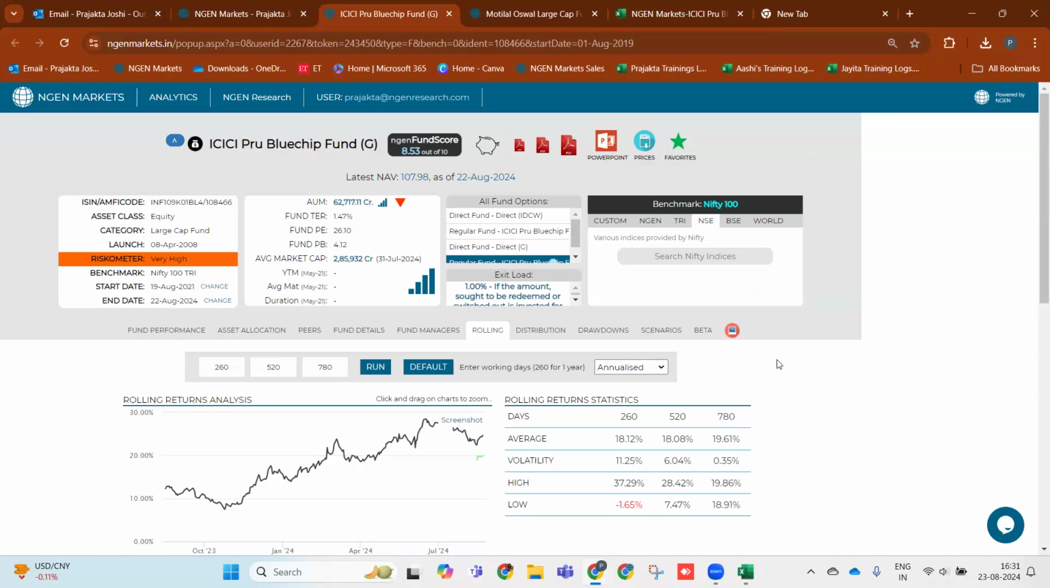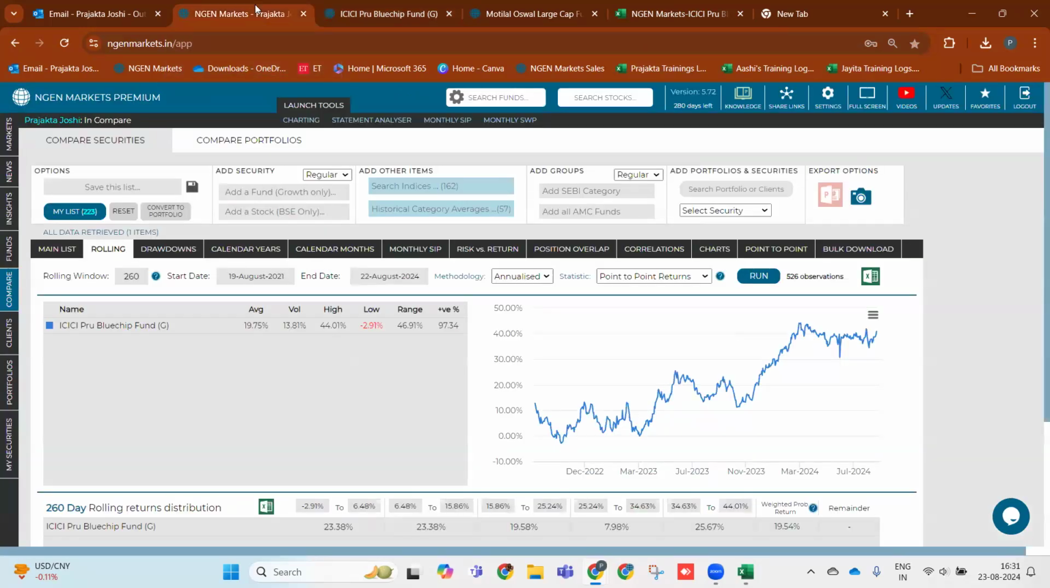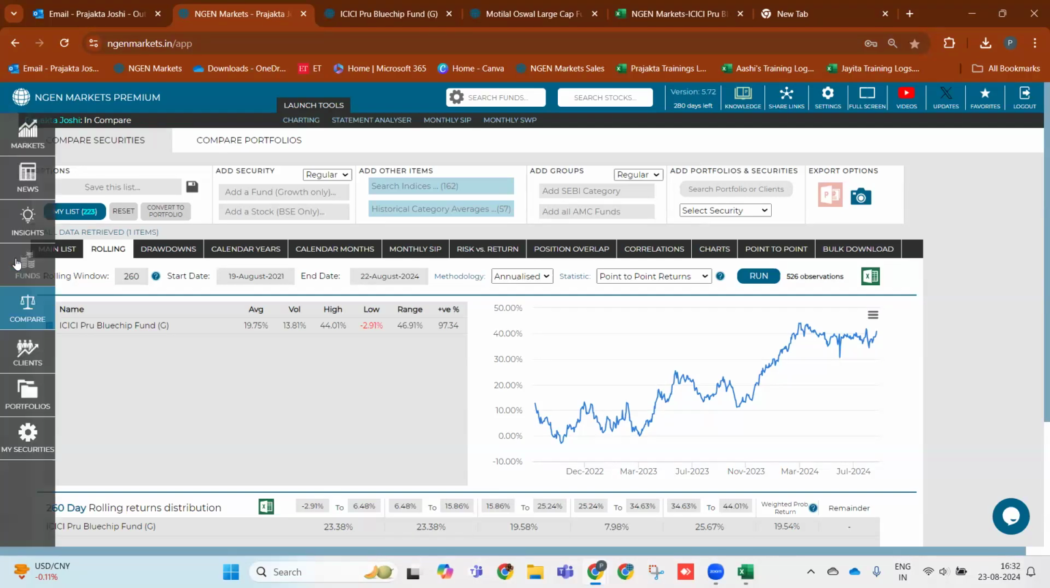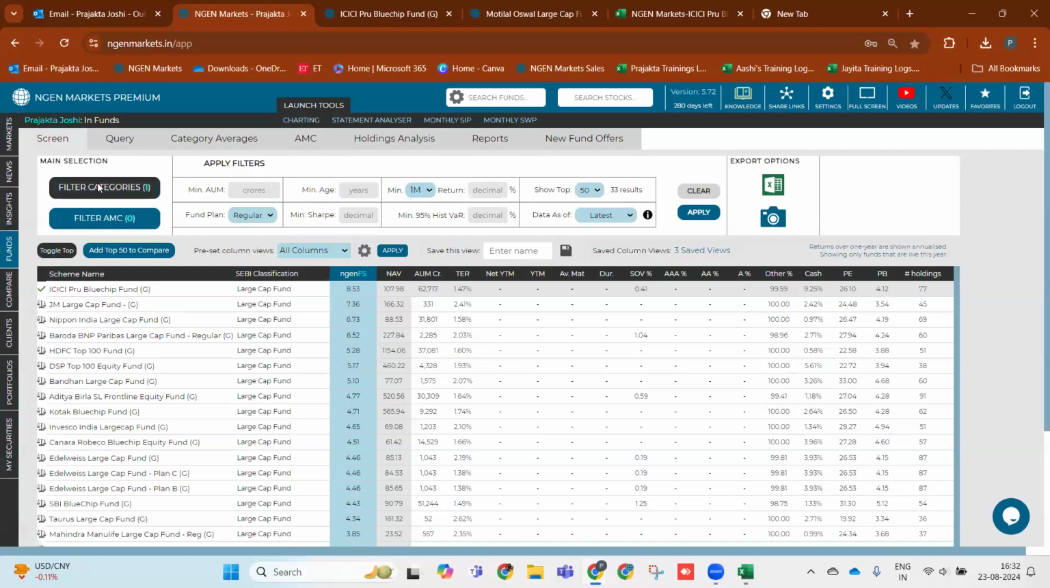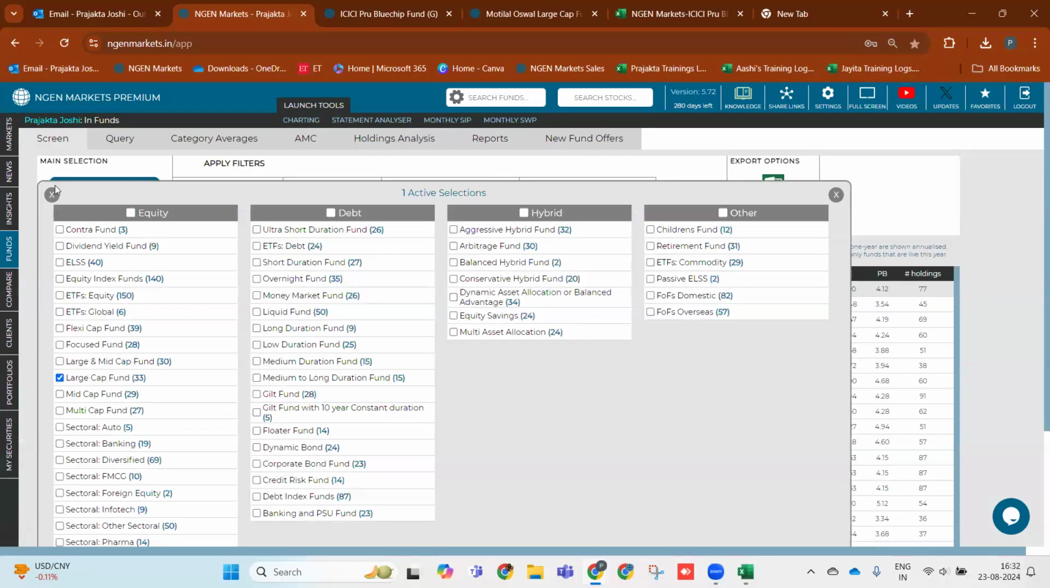Now, once we're through with the Excel calculations, let's go back to understand rolling return distributions. So we'll come back to NGEN Markets platform. Now let's consider a list of large cap funds. So how will you take the list of large cap funds? Let's go to the funds tab. The moment you click on funds tab, 4 parameters will open up, right? 4 buckets: equity, debt, hybrid, and others. We are considering all the large cap funds. So you choose large cap, you hit close.